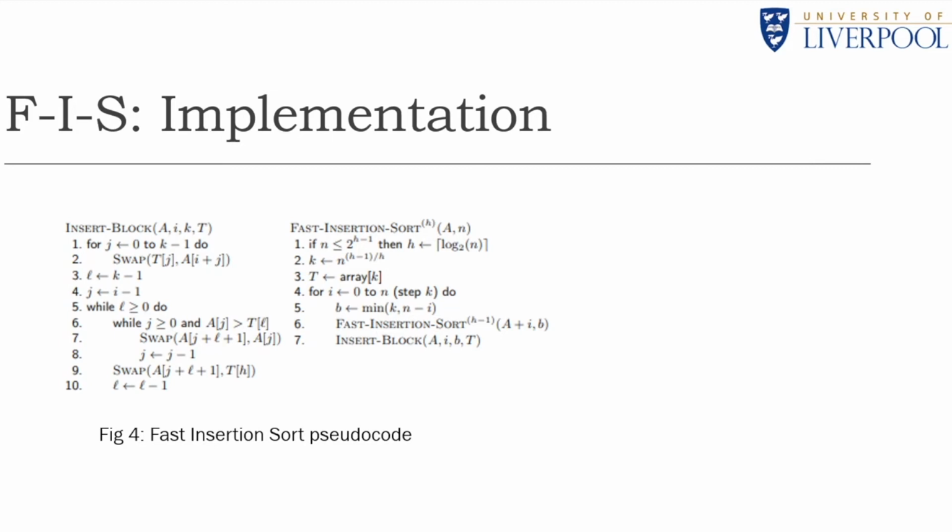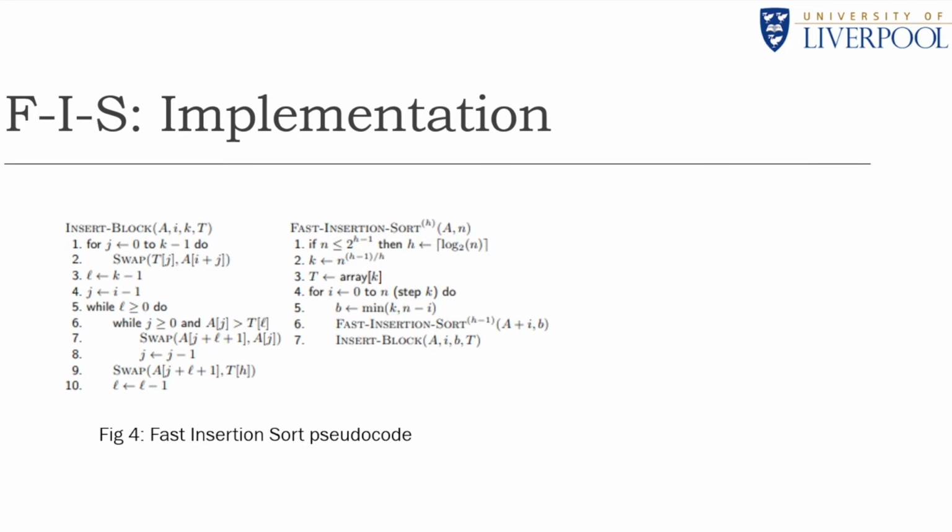We then calculate the degree h of the array, which is the log to base 2 of the number of elements in the array rounded up. The k on line 3 is used to decide the length of the temporary array t. We use this array t to hold the values during insertion so we don't overwrite them.